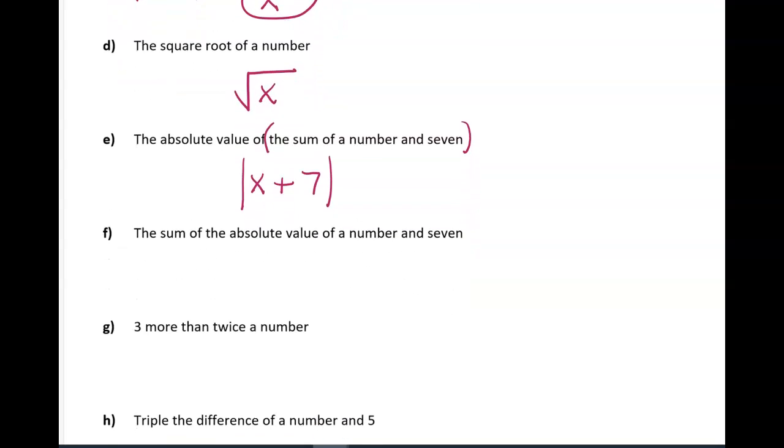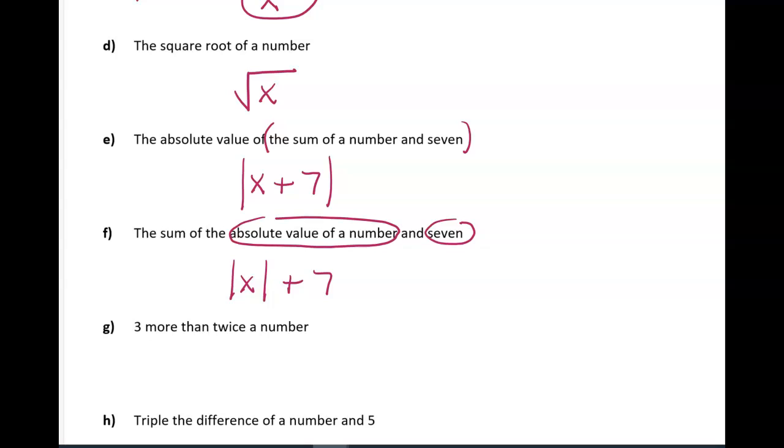In F, we're finding the sum of the absolute value of a number and 7. So we're finding the sum of these two things, the absolute value of a number and 7. A little bit different there. And those actually have different meanings.